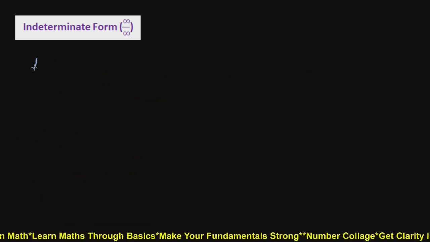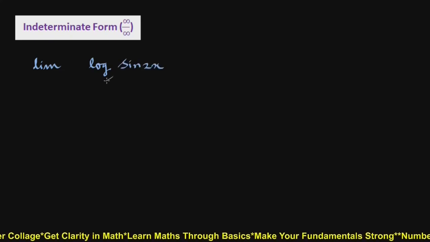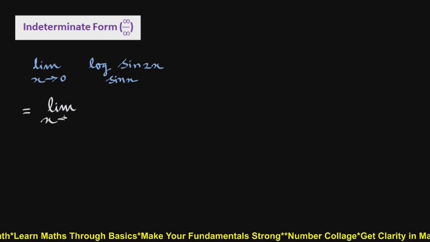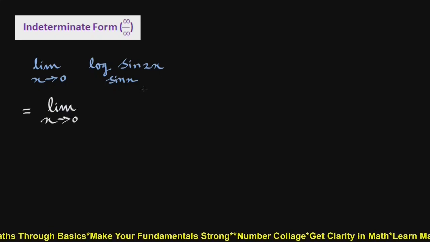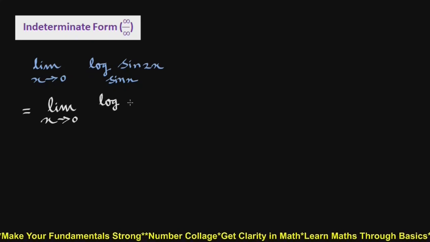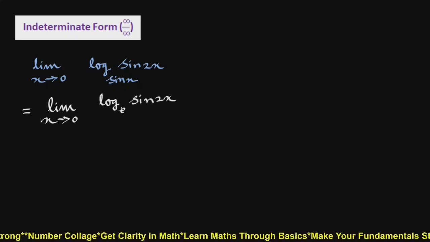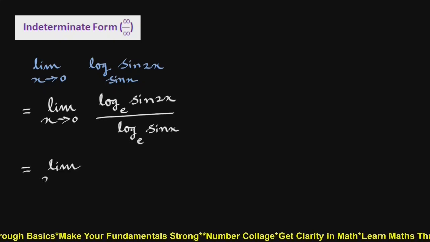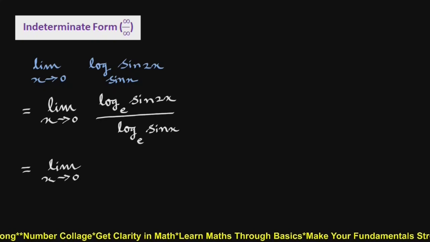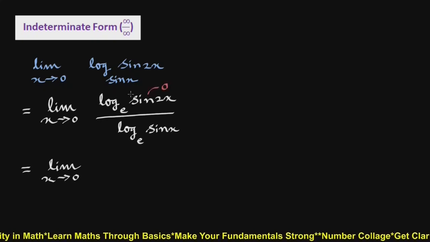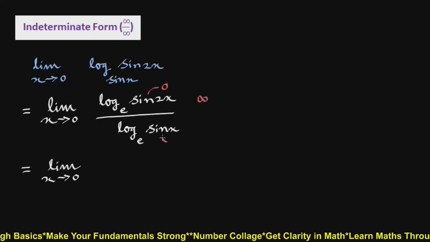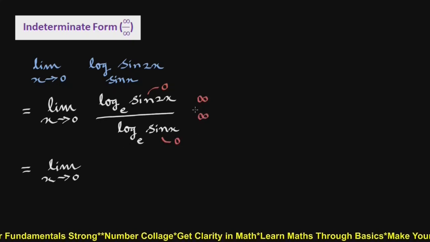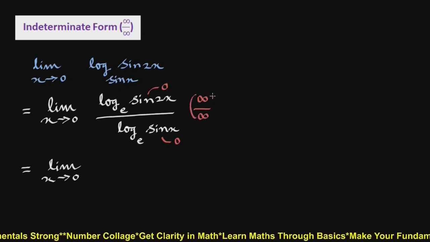Evaluate limit log sin 2x base sin x as x tends to 0. Here we have to change the base, so it will be limit as x tends to 0 of log sin 2x base e upon log sin x base e. Here sin 0 is 0 and log 0 is infinity. Here also sin 0 is 0 and log 0 is infinity. So this is infinity upon infinity indeterminate form.